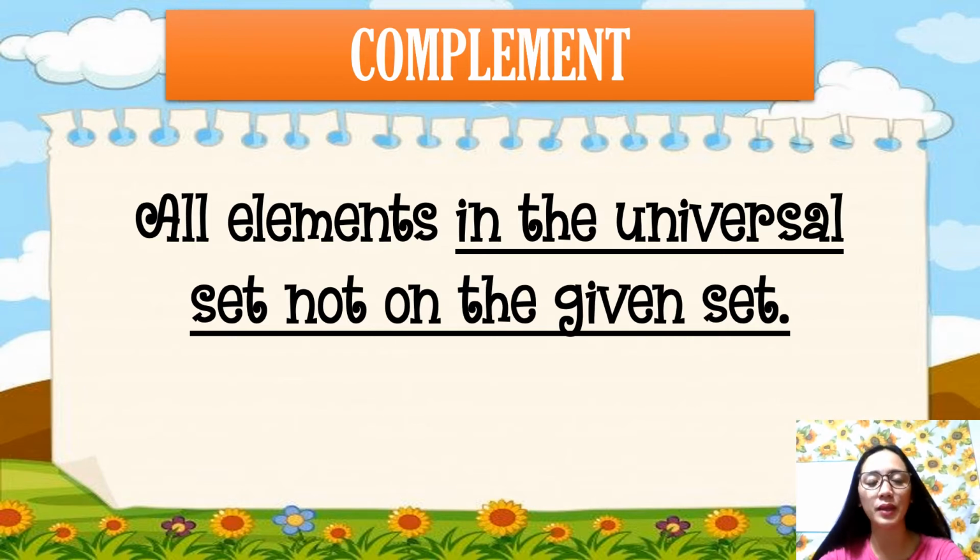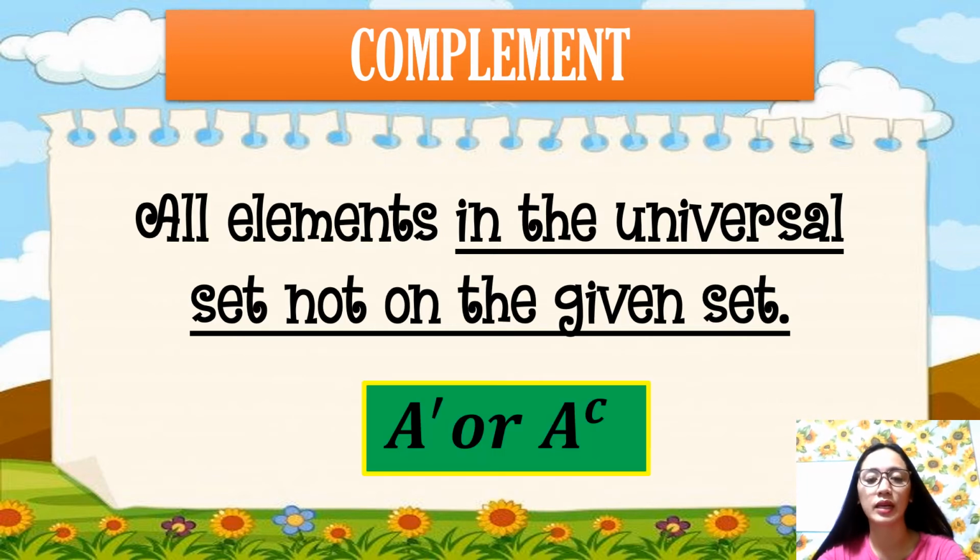Next we have the complement. When we say complement, that refers to all elements in the universal set that are not in the given set. Again, all elements in the universal set, but not in the given set. We use the symbol A prime to denote the complement of set A. Those are the symbols that we can use if we are going to get the complement of a set.